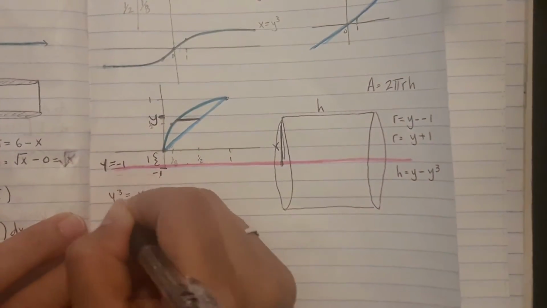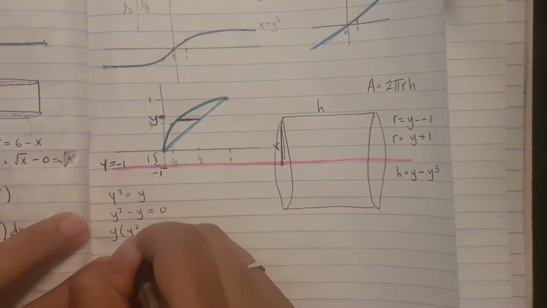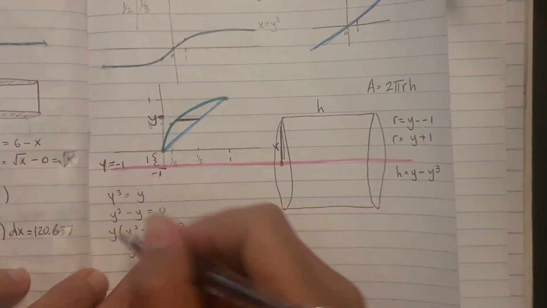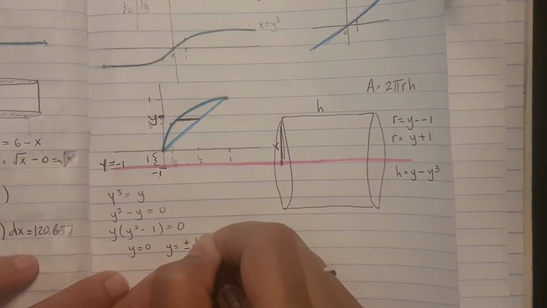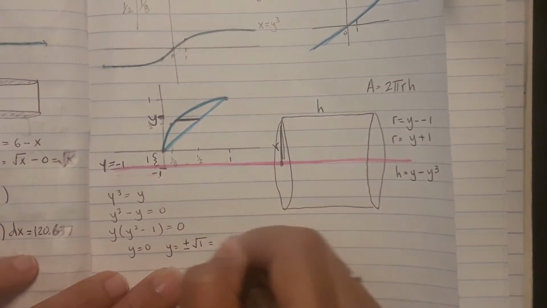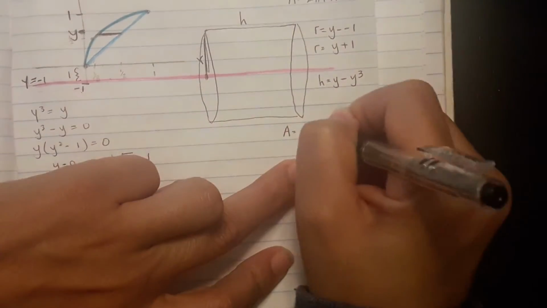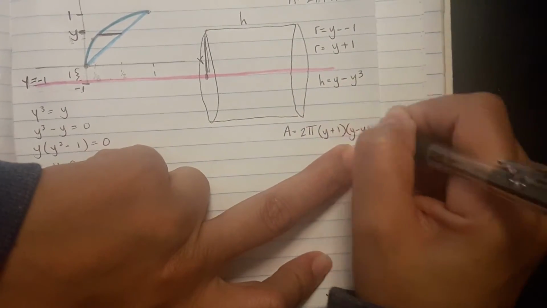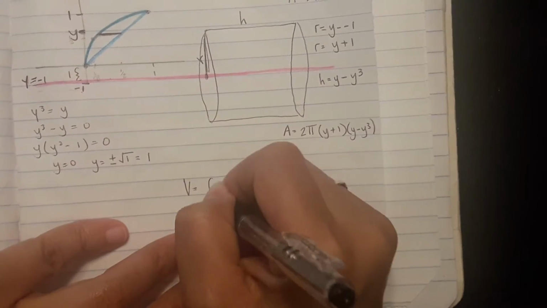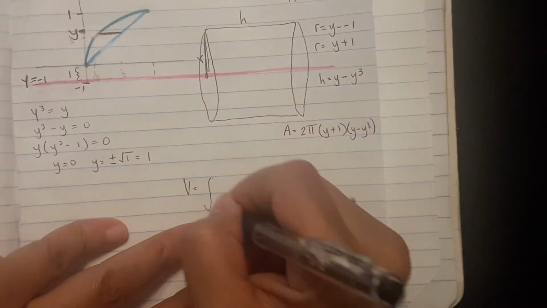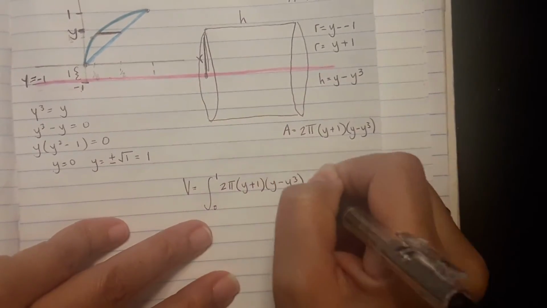Then write down my area. Oh, actually I need to find my a and b, my intervals. So you set them equal to one another and solve. Once I factor, I'm going to get 0 and 1. Because I'm only interested in where the y is, it's not -1, so it's 1. So that's my interval. So my area is 2 pi, the radius, times the height. And now we're just going to take the integral of that from 0 to 1 of the area. So I'm just going to write all of that down with respect to dy.